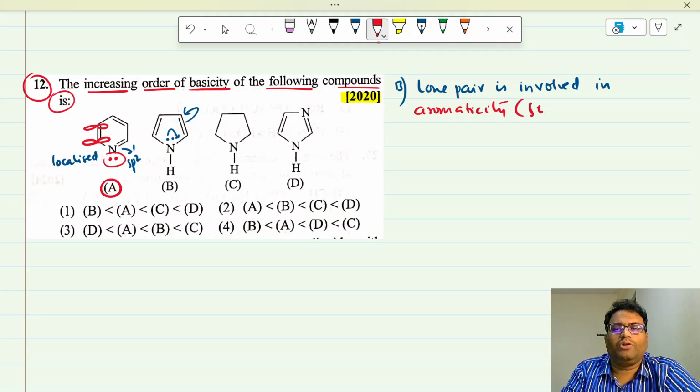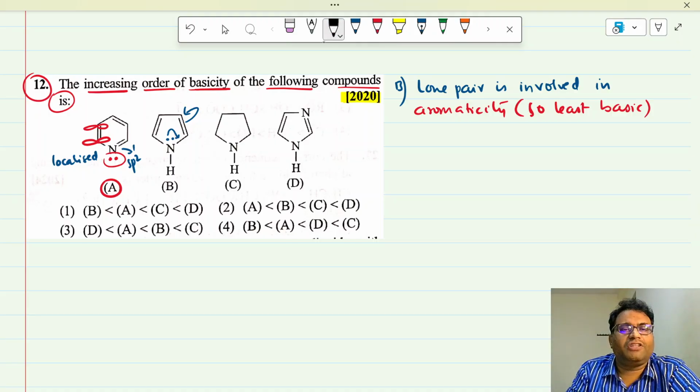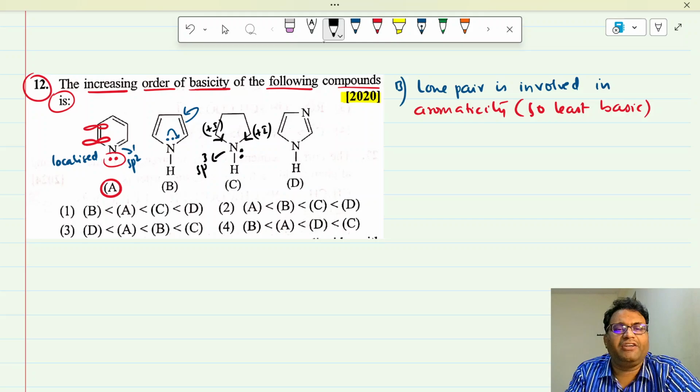So least basic. What do we say? It will be least basic. Whereas coming to the third molecule, this is undergoing sp3 type of hybridization, plus I group, plus I group. So from both directions, the electron density is pushed. So the availability of electrons on nitrogen will be very much high. So it will be highest basic.